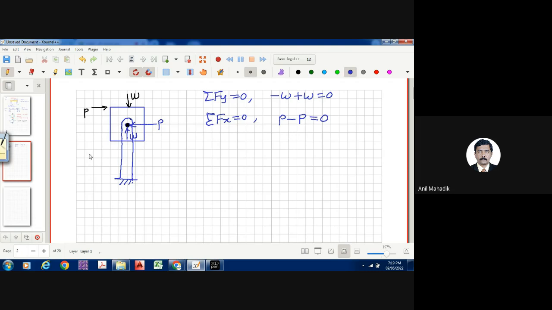Anything else here? What will happen to this block? Sir, it will rotate. Yes, it will rotate. Because see, the load is not applied at the center, at this line. So that means it is going to rotate like this.